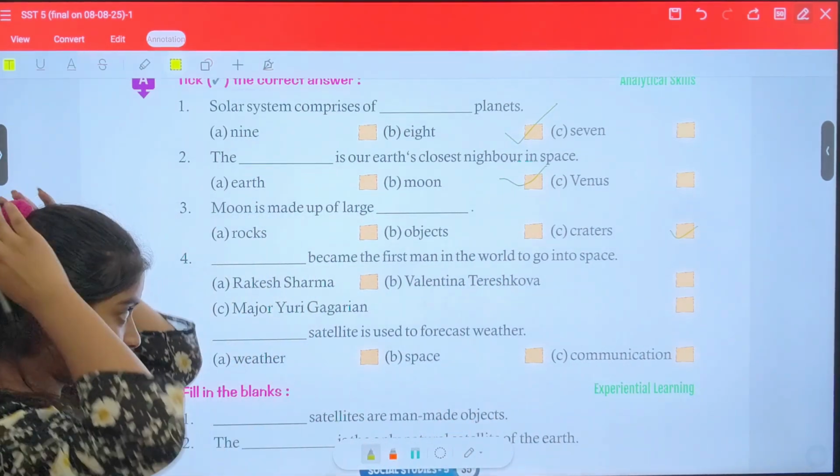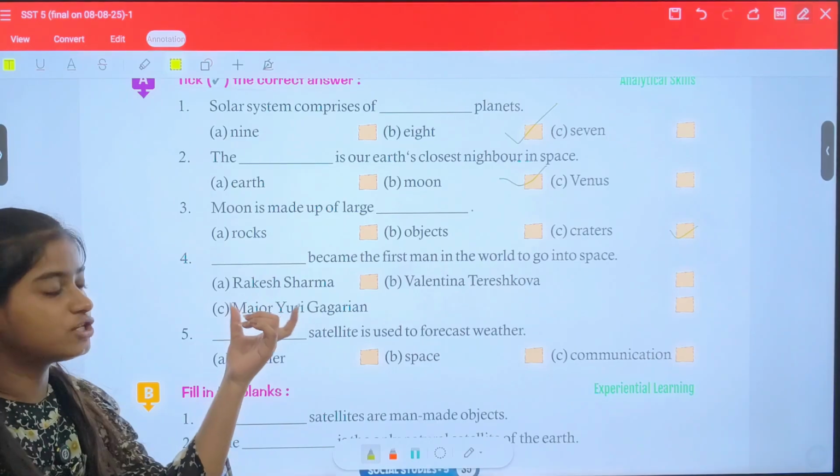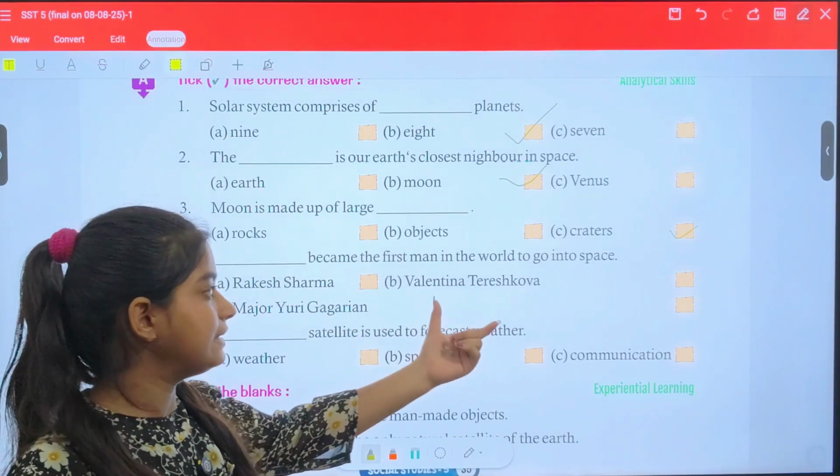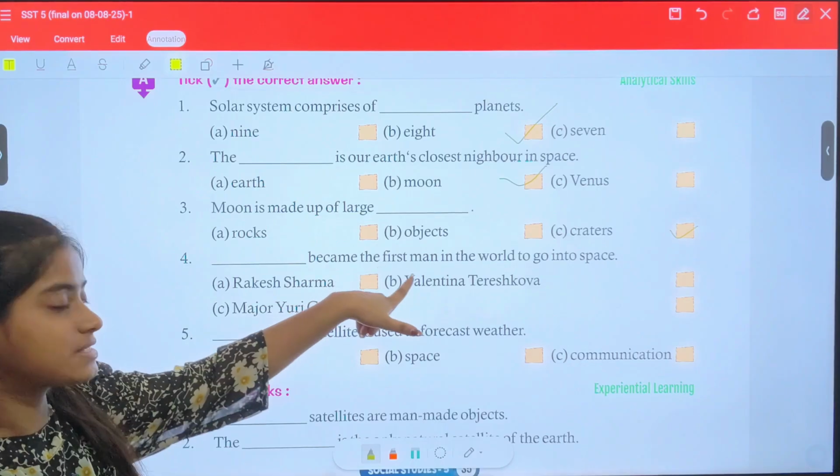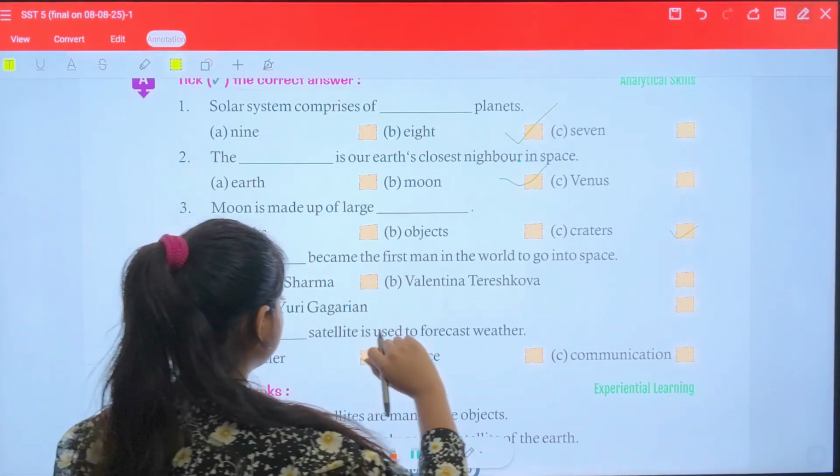Next, we have: dash became the first man in the world to go into space. Rakesh Sharma was Indian. Valentina Tereshkova was a female. He is asking about a man. So the right answer is Major Yuri Gagarin.